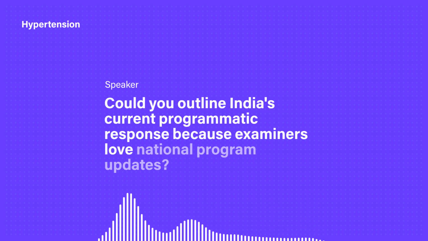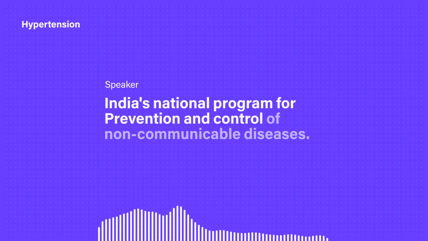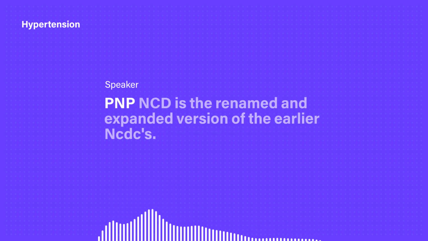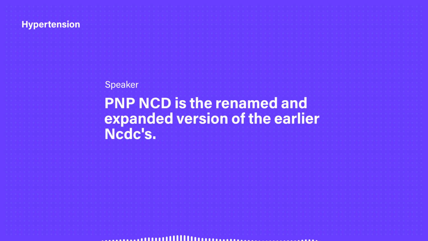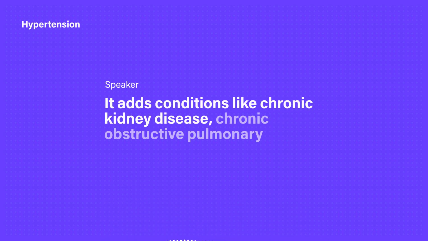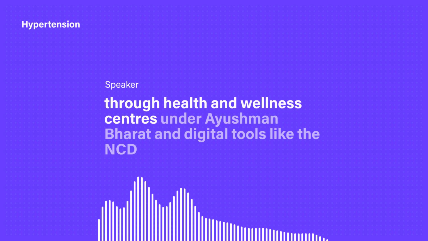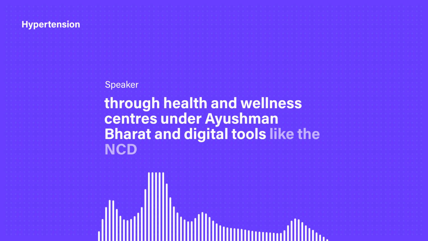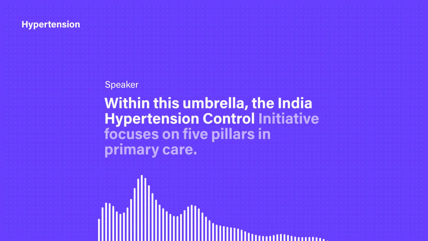Could you outline India's current programmatic response? Because examiners love national program updates. Absolutely. India's National Program for Prevention and Control of Non-Communicable Diseases, NP-NCD, is the renamed and expanded version of the earlier NP-CDCS. It adds conditions like chronic kidney disease, chronic obstructive pulmonary disease, asthma, and non-alcoholic fatty liver disease, with service delivery through health and wellness centers under Ayushman Bharat and digital tools like the CPHC NCD app for longitudinal follow-up.